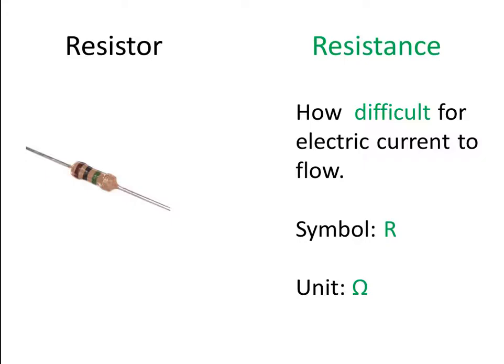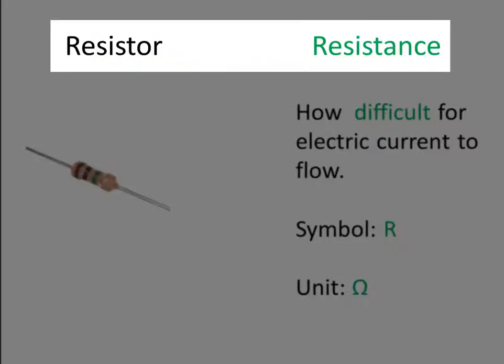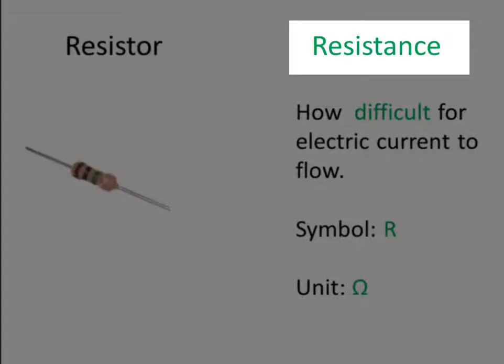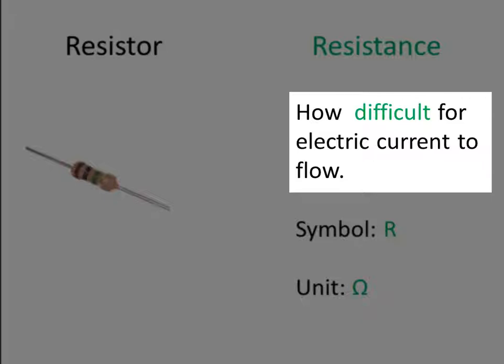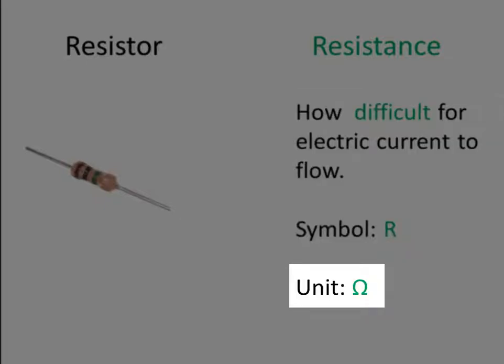Then we need to understand the terms resistor and resistance, and in what ways they are similar and different. A resistor is a component. Here we can see a picture of one. And a resistor has resistance. Resistance is the property of how difficult that component makes it for electric current to flow through it. The symbol of resistance is R and its unit is ohms.